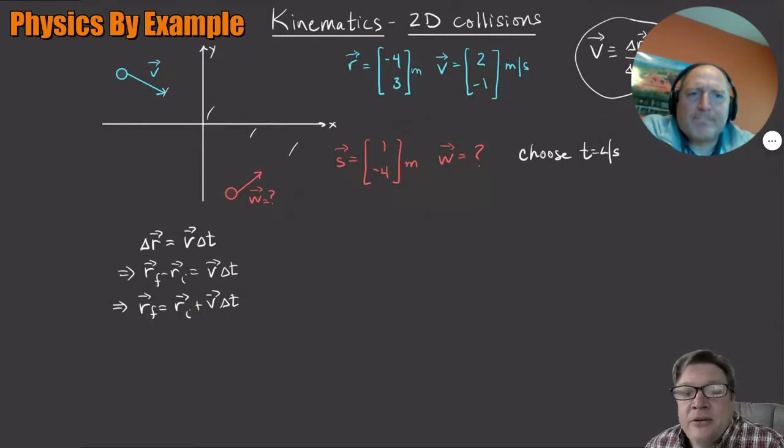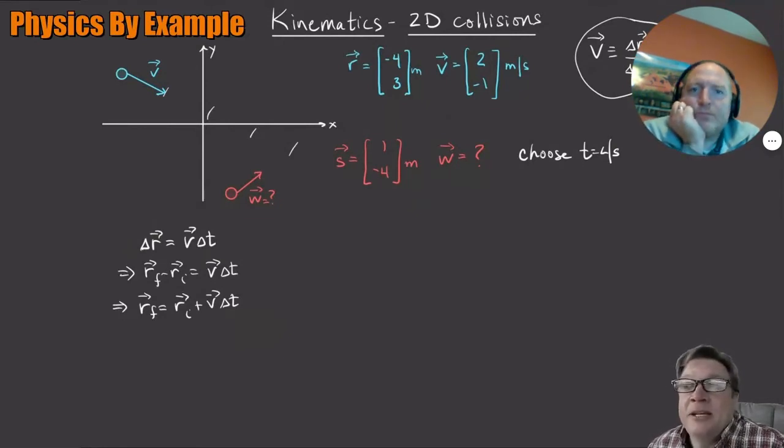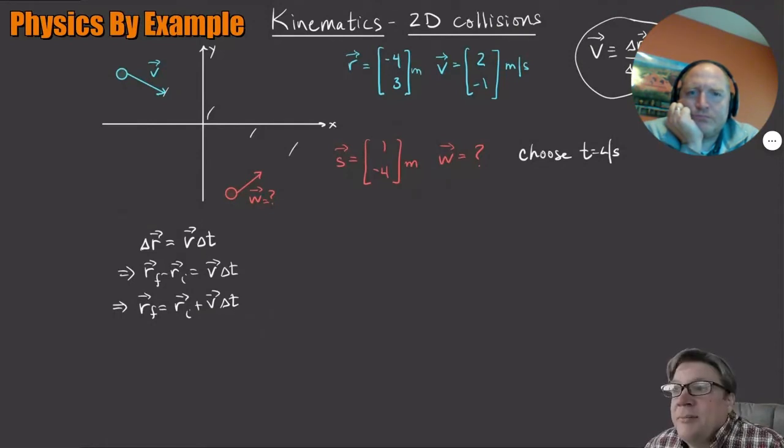So here's our condition. This is what we're going to do. What we're going to say is that R final for the blue object is going to be the same as the R final for the red object, right? When one intercepts the other. They're both at the same position. So I'm going to set those things equal to each other.